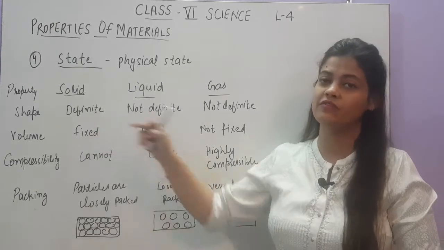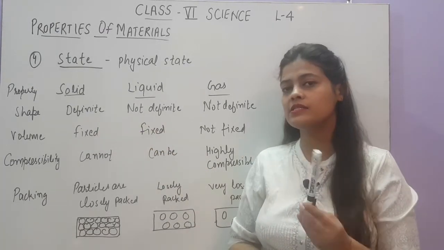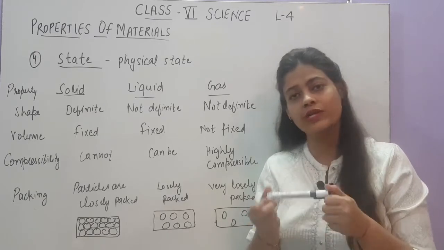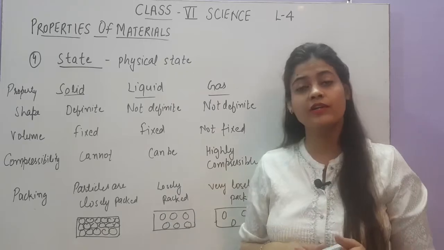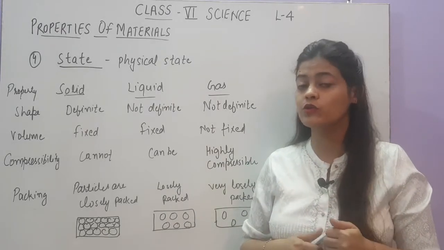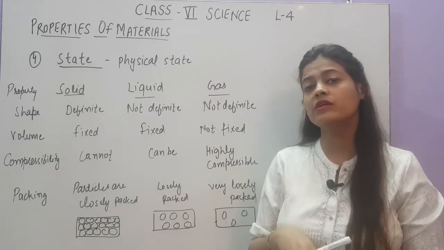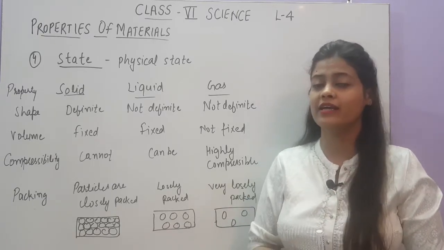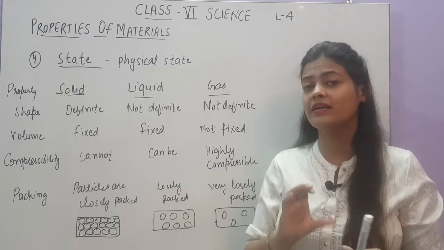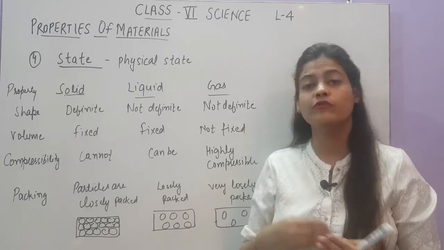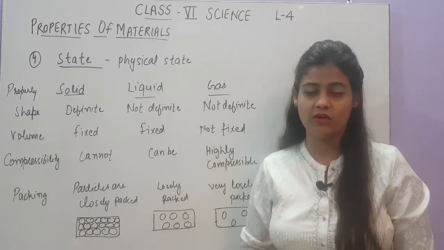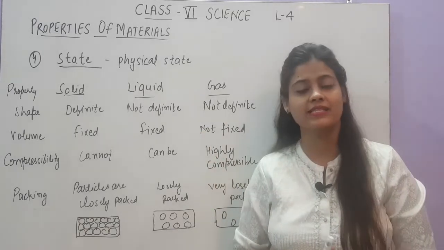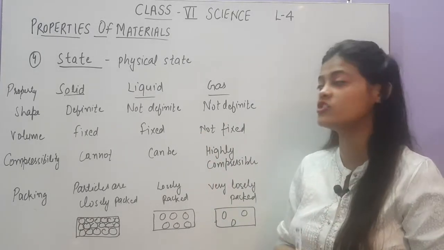You know that solids have a definite shape. For example, this is a marker, I cannot change the shape of this marker. It has a cylindrical shape. Liquids do not have a definite shape, because you know water is a liquid. Wherever you keep the water, it will take the shape of that container. Like if you keep it in a glass, it will take the shape of the glass. If you keep it in a box, it will take the shape of the box. In a bucket, it will take the shape of the bucket. It means they do not have a definite, fixed shape.